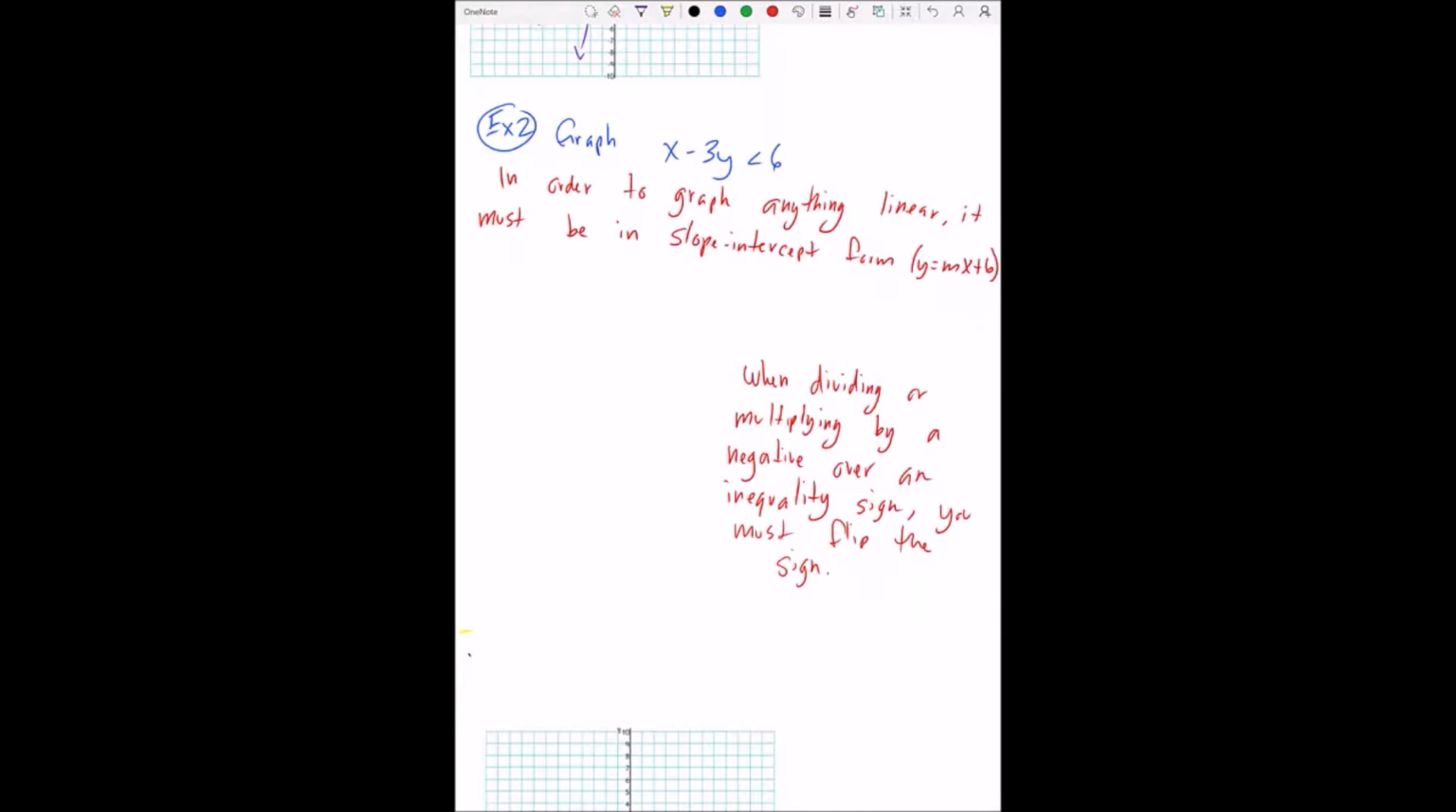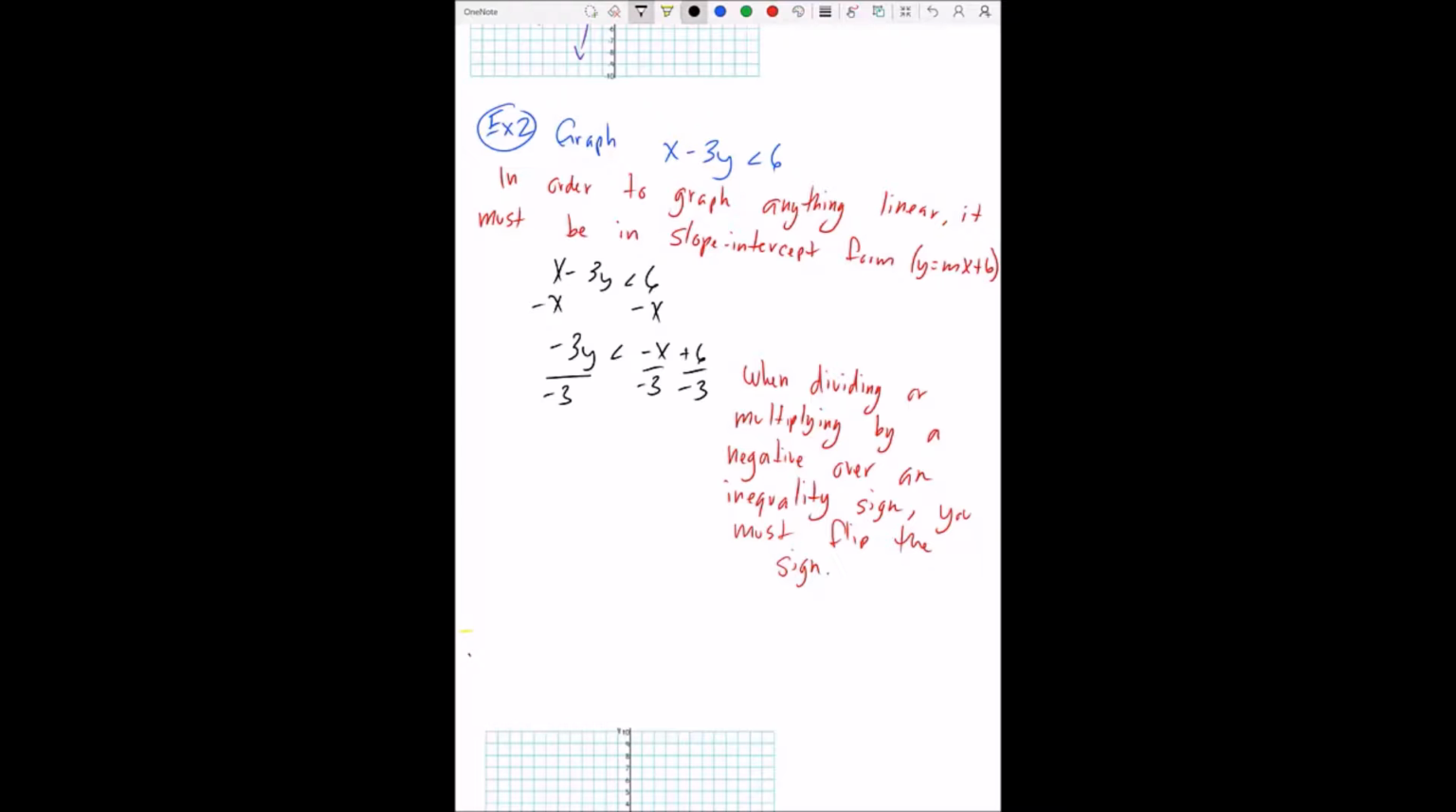Alright, example 2. We want to graph x minus 3y is less than 6. In order to graph anything linear, it needs to be in slope-intercept form, which is y equals mx plus b. So let's put it into y equals mx plus b. We have x minus 3y is less than 6. We need to solve for y by subtracting x. So we have negative 3y is less than negative x plus 6. And now we need to divide by negative 3.